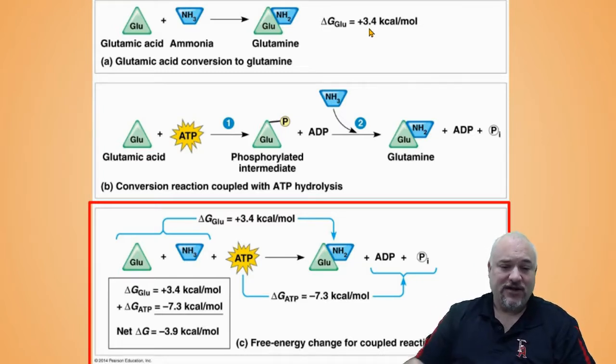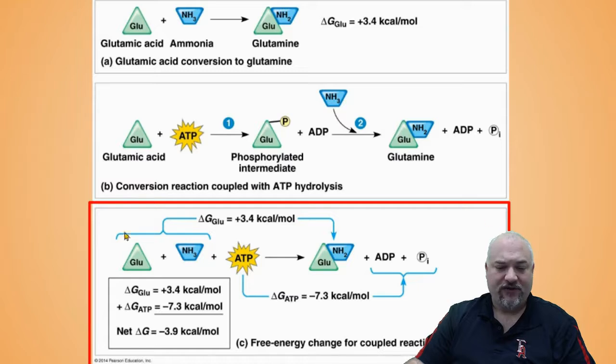We can add that energy with ATP. Glutamic acid, add in the ATP. There's that phosphorylated intermediate. We take the phosphorus off the ATP, add it onto the glutamic acid, and we wind up with ADP. That's the intermediate stage, and then we can bind these together. We wind up with glutamine, ADP, and phosphorus. We are now at an overall lower energy state.